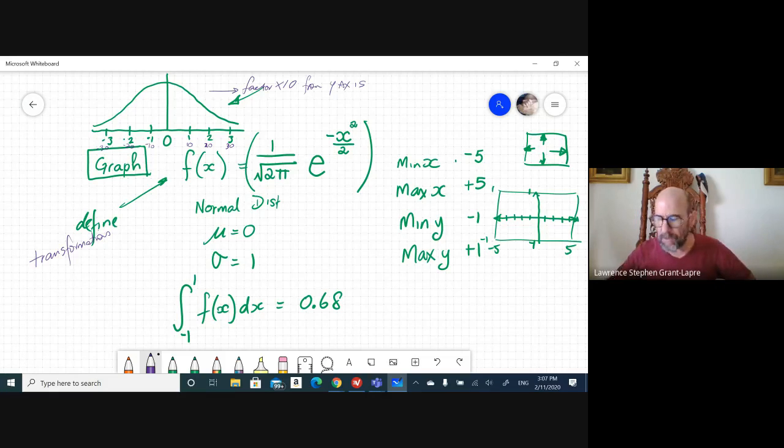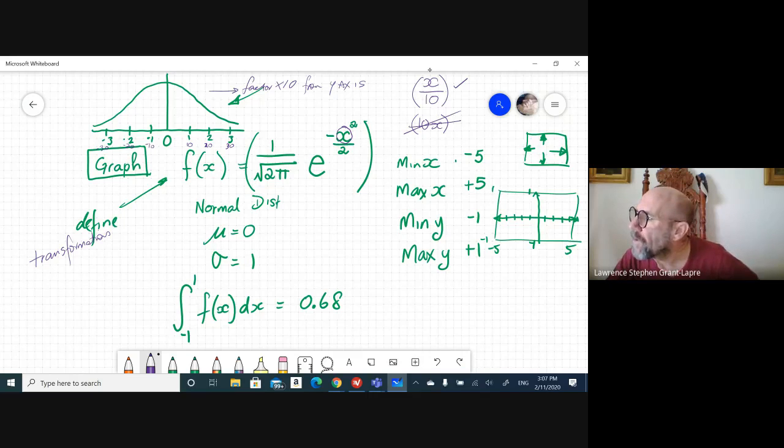We have to take this x value here, take the x, and divide it by 10. If you divide x by 10, you will stretch it out by a factor of 10. If you multiply it by 10, you squash it by a factor of 10, and this would become 0.1, 0.2, 0.3. We don't want that one. We want that one.